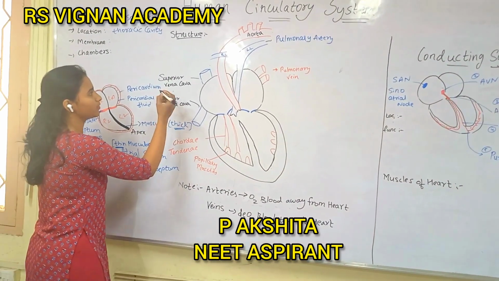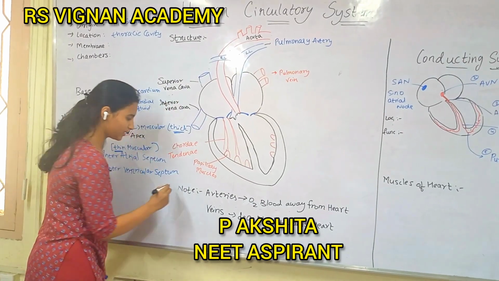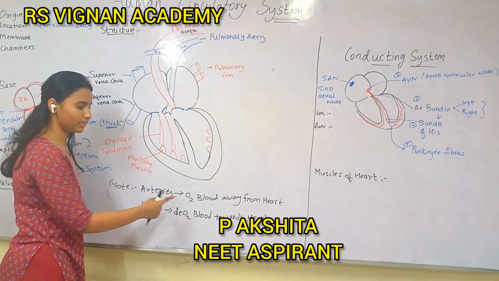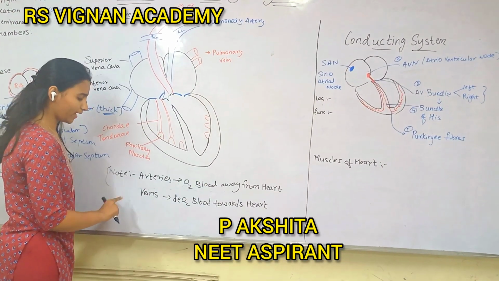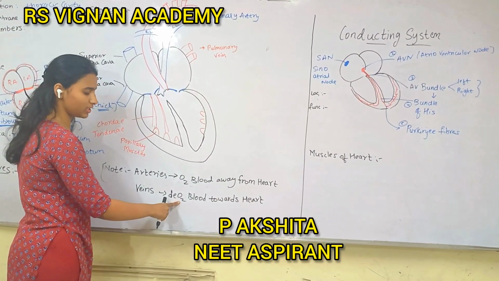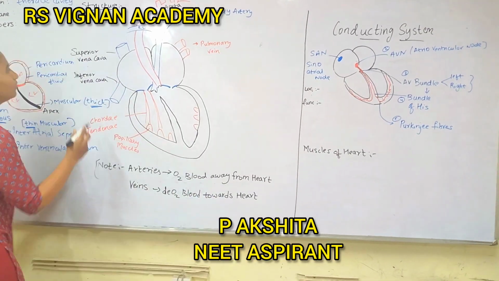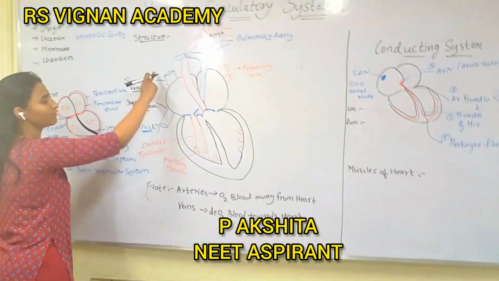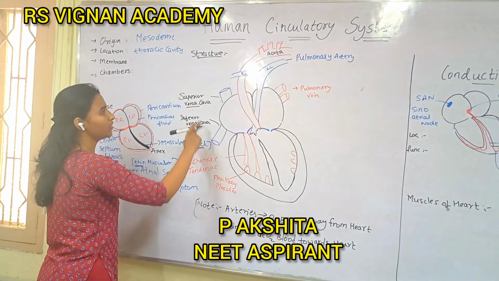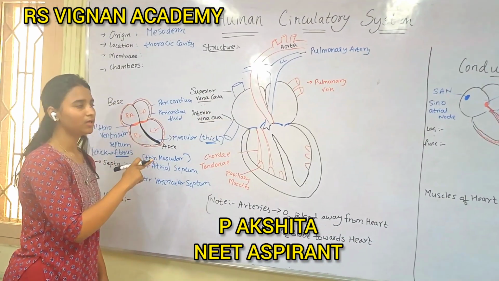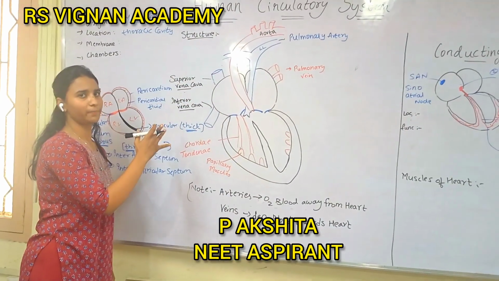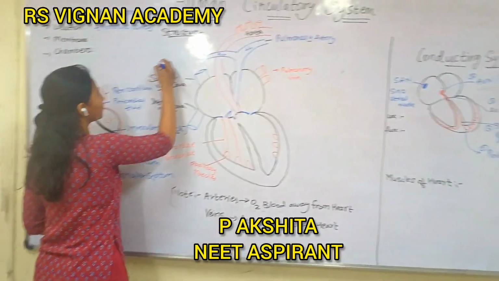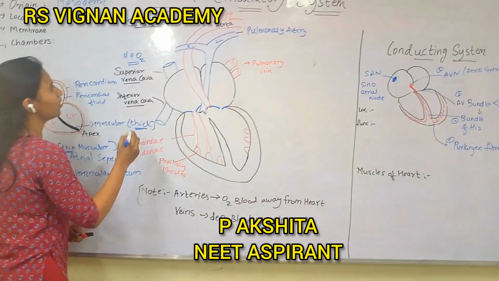There is one basic thing which you have to know: arteries carry the oxygenated blood away from the heart, whereas veins carry the deoxygenated blood towards the heart. Now here this is the vena cava, that means these are veins. Here it is the superior vena cava and this is the inferior vena cava. Both will carry the deoxygenated blood from all the body parts towards the heart.